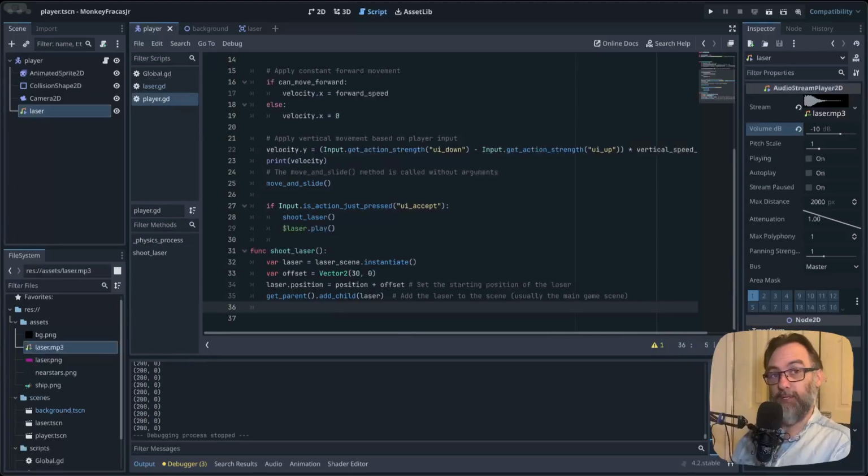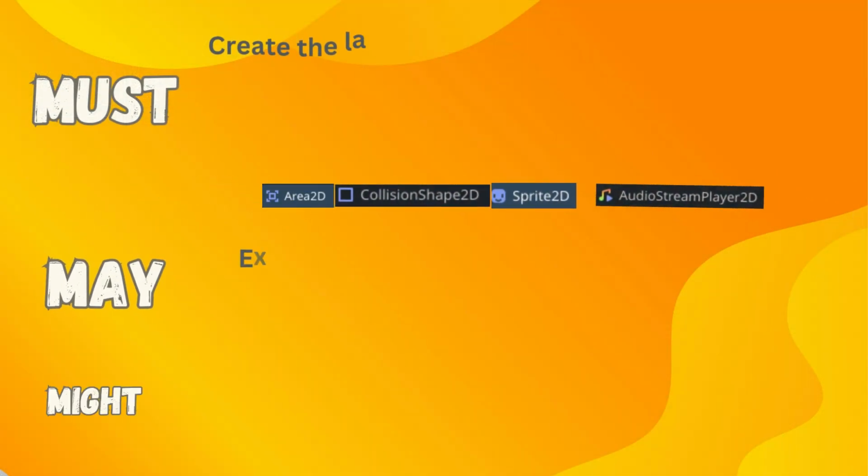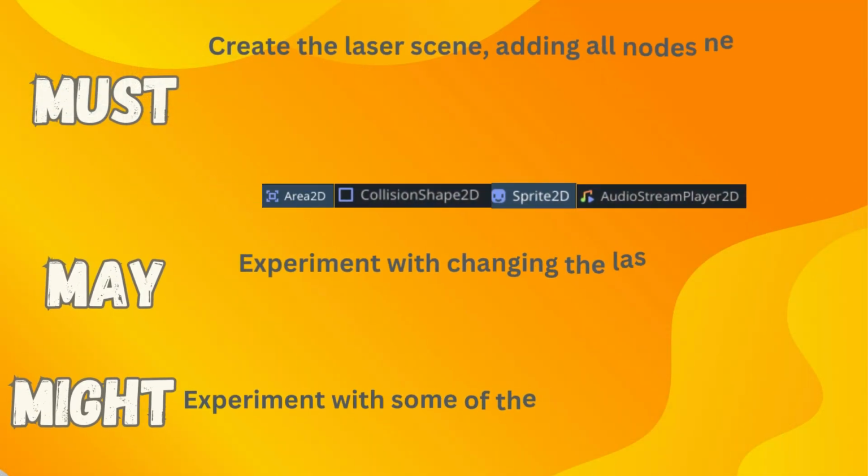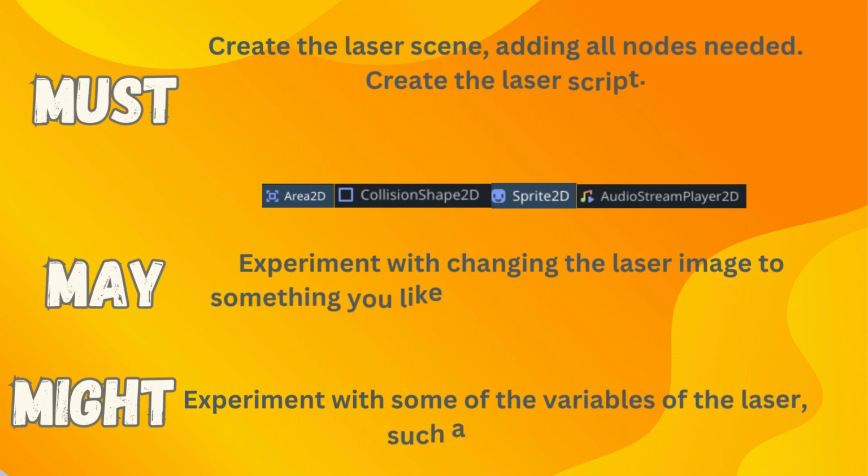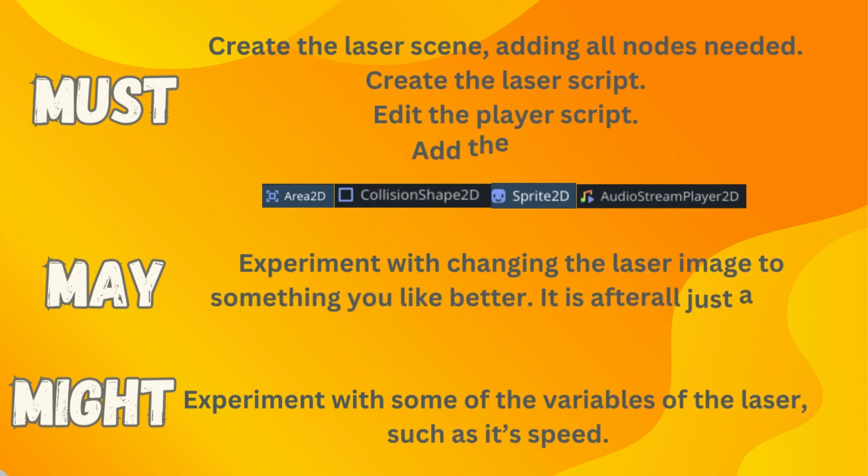So let's have a look at our must may might so you don't forget anything. All right, what you must get done to keep pace is create that laser scene and script, adding all the nodes you need, the area 2D, collision shape, sprite 2D. You also need to edit the player script, adding in the function so that we can shoot, as well as the details in there, including the audio stream player 2D. So you've got to add those assets as well.